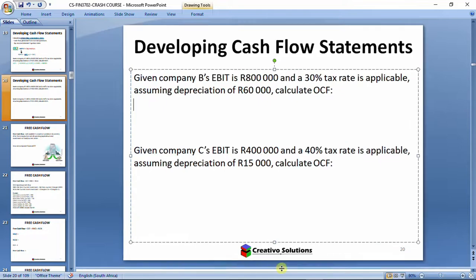Let me hide the answers. Okay, can you do these 2 quickly and then give me the answers for B and C?